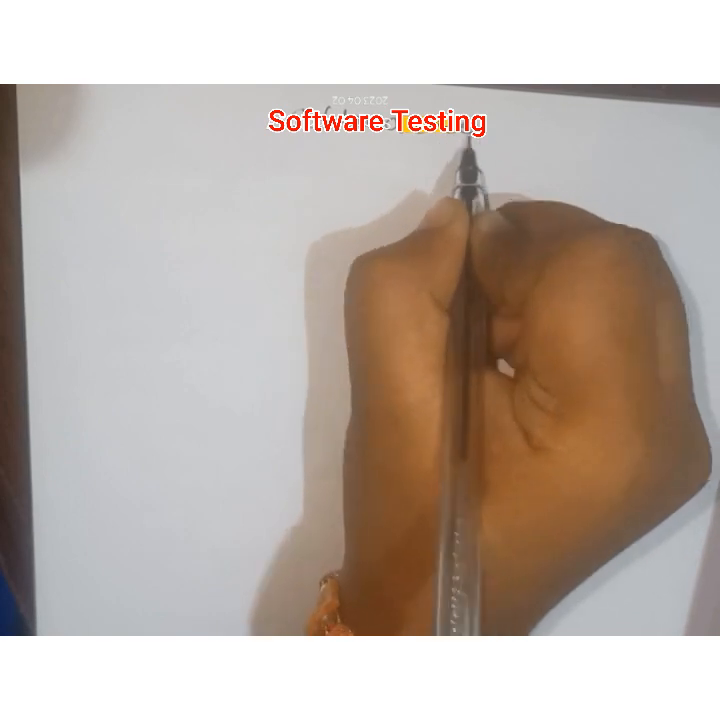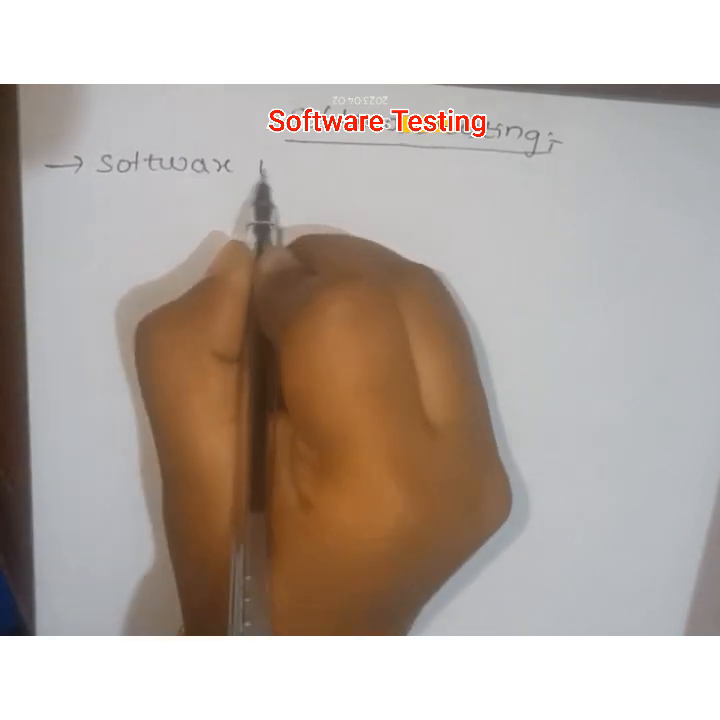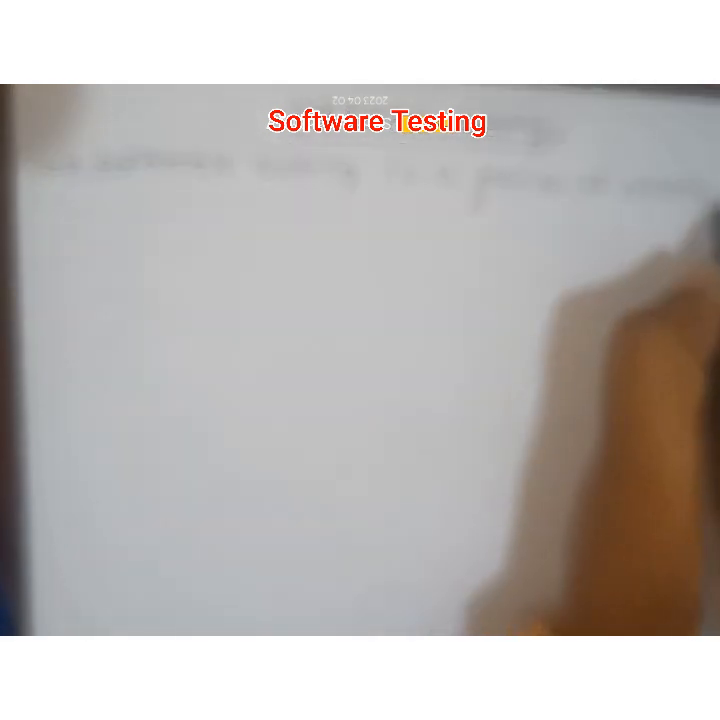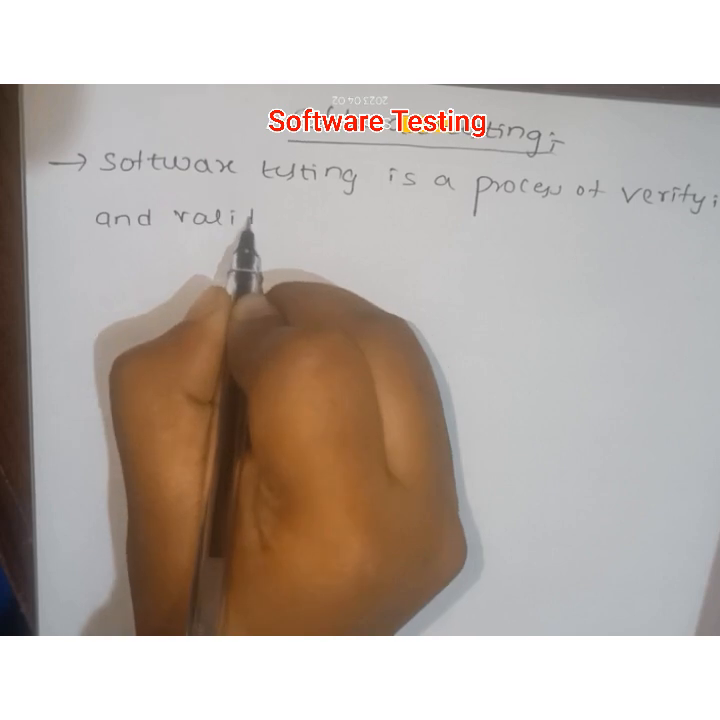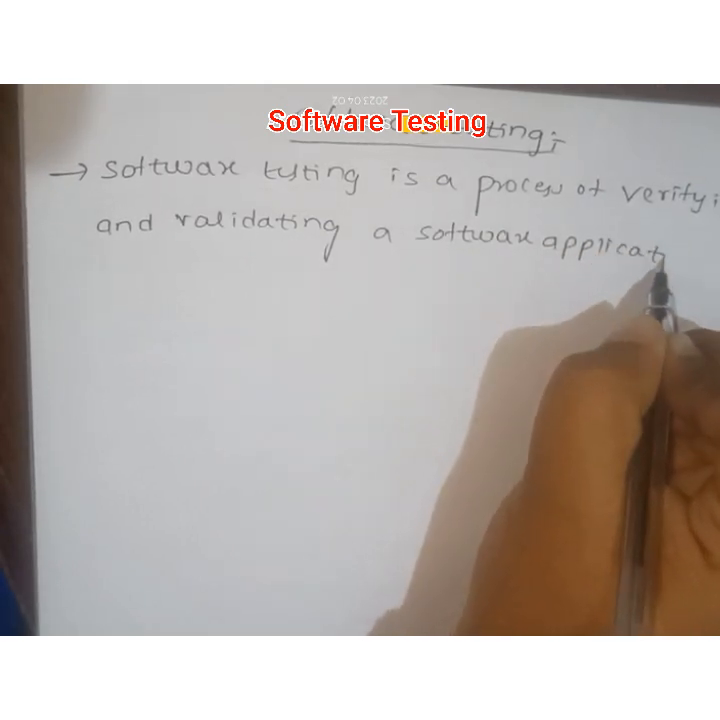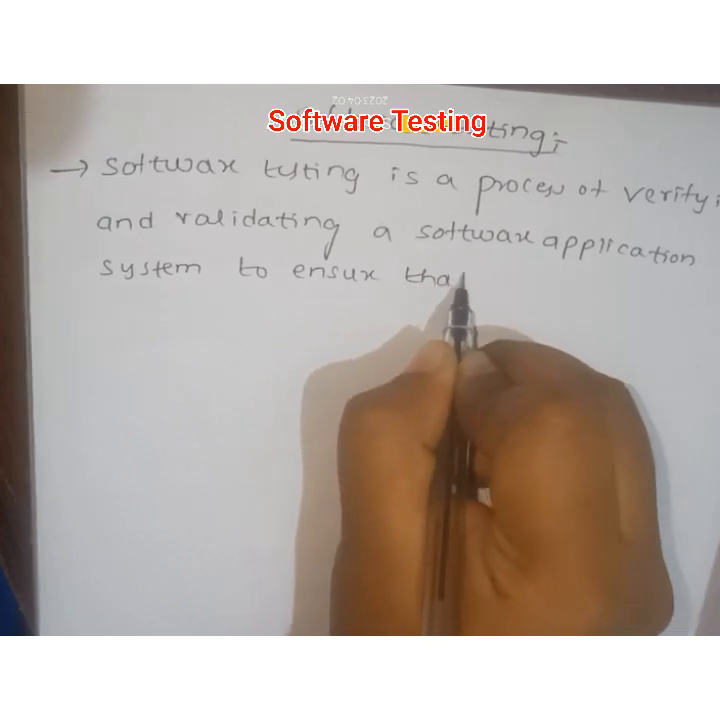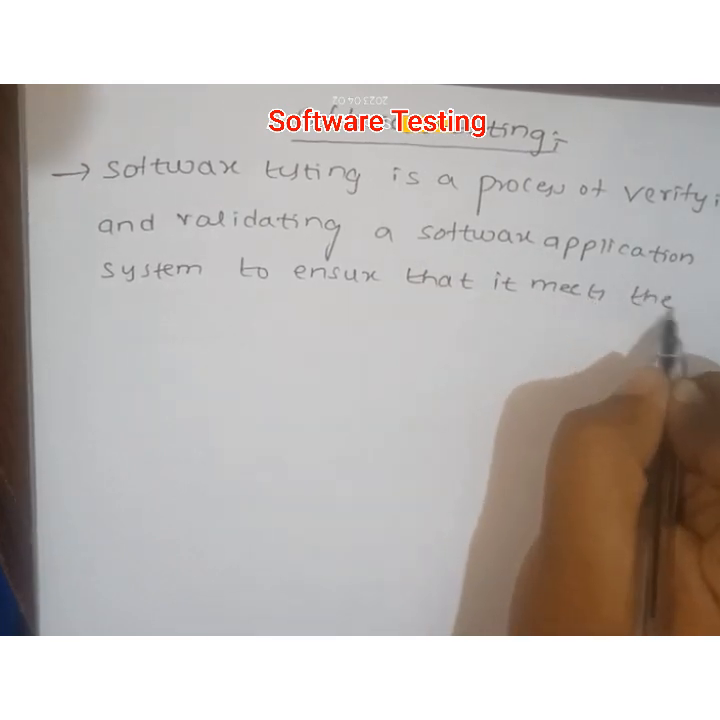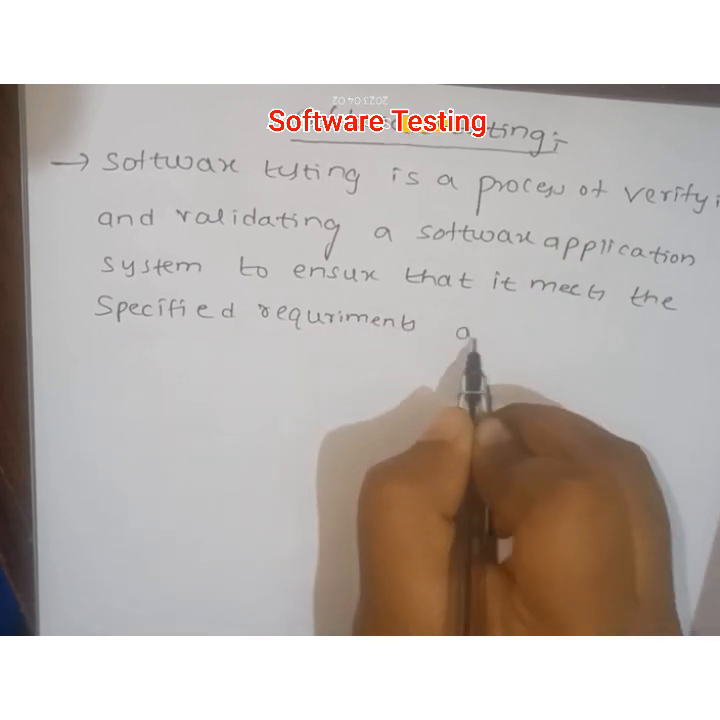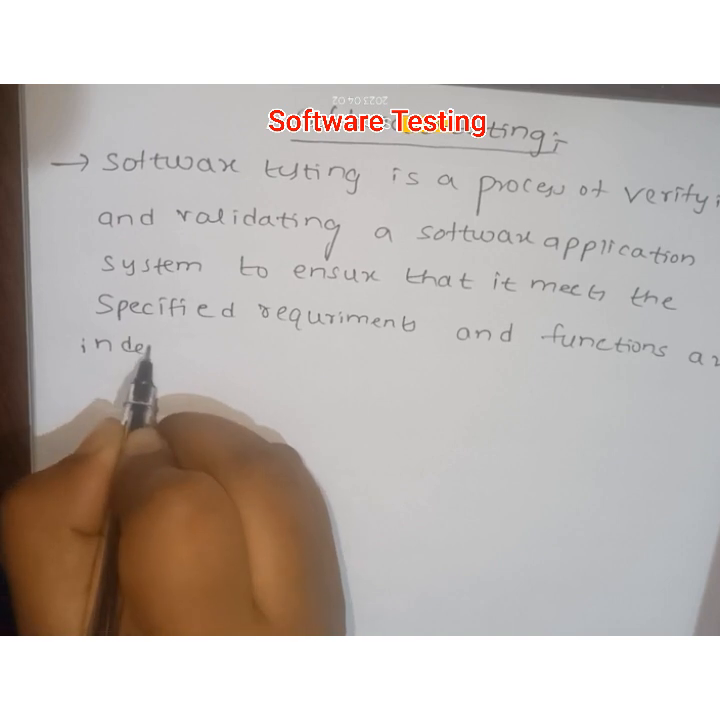Software testing. Software testing is a process of verifying and validating a software application or system to ensure that it meets the specified requirements and functionality or functions are as intended.